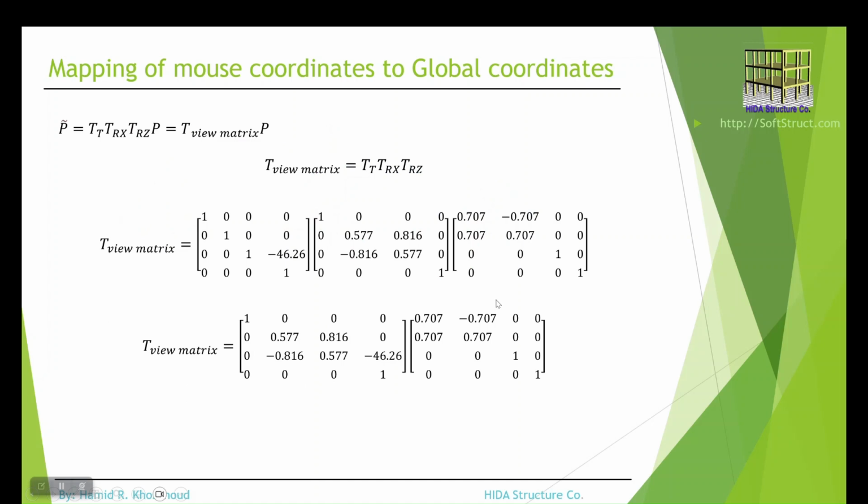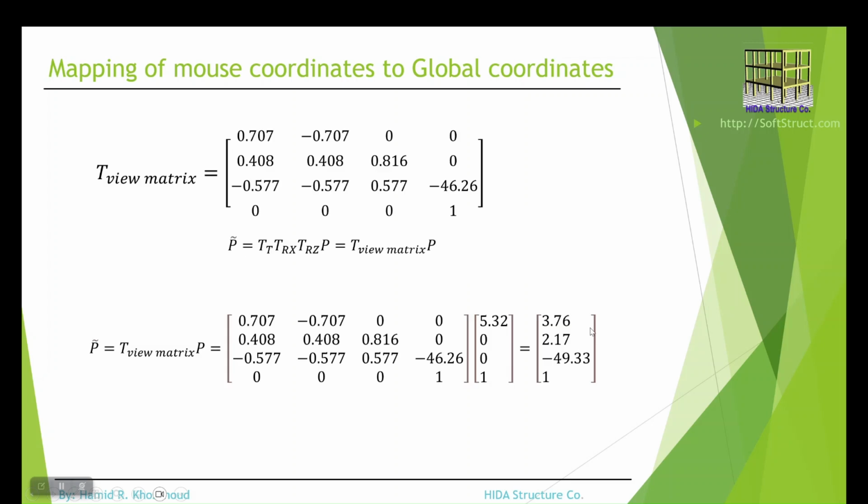We can combine the three above transformations into a single transformation matrix by multiplying T by T sub Rx and then by T sub Rz. The single combined transformation matrix is called the model view matrix. Therefore, we concatenate the three matrices and multiply them to obtain the view matrix. This is the view matrix.